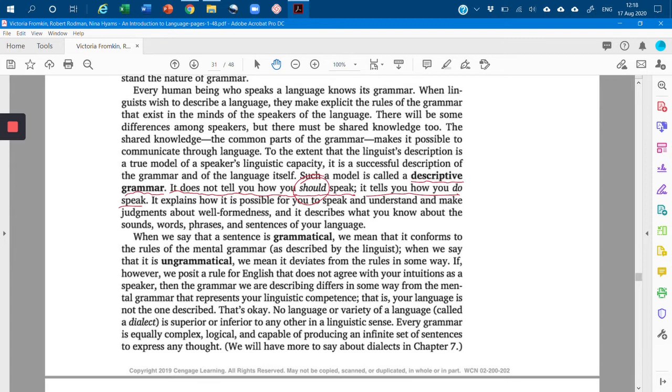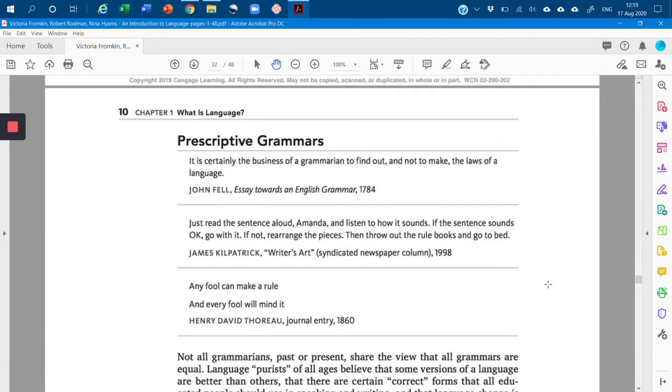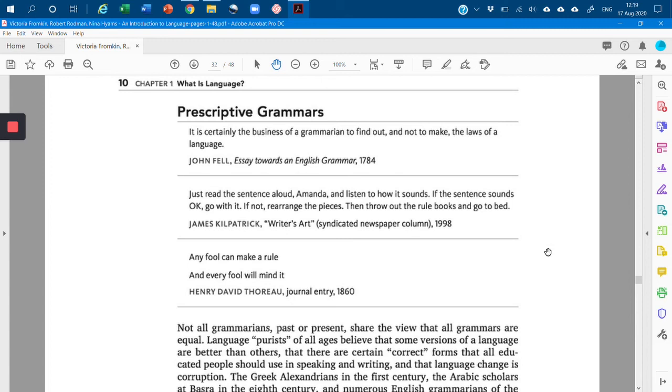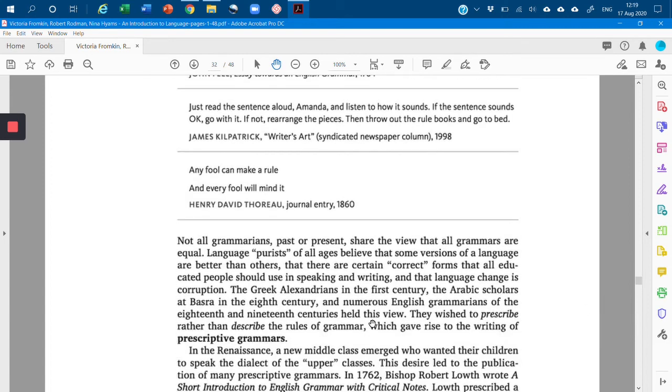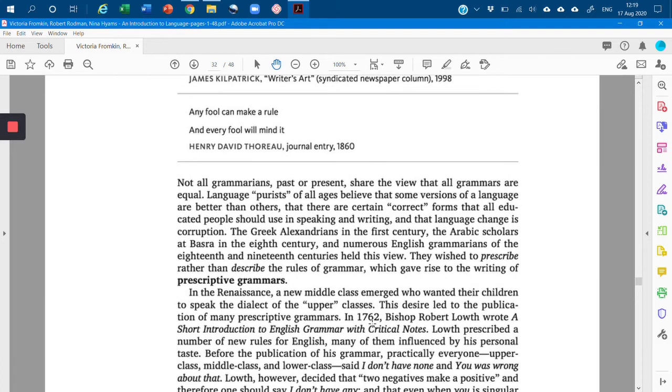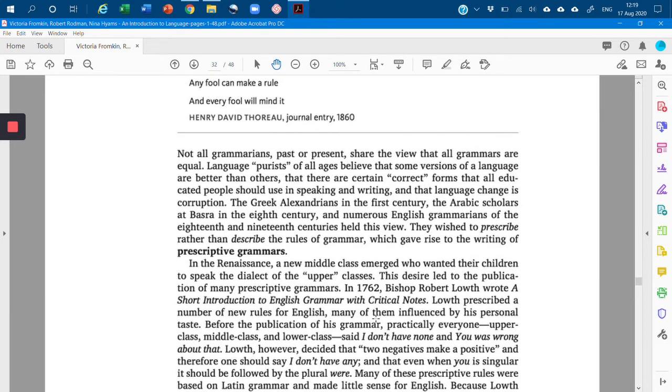Now, the explanations can get very complicated, but that's basically what it is. So when you're looking for a definition, your definition for descriptive grammar is here, in this section. Okay. So then the opposite of this is called prescriptive grammar, right? Now this is more where they tell you how to speak, how you should speak.